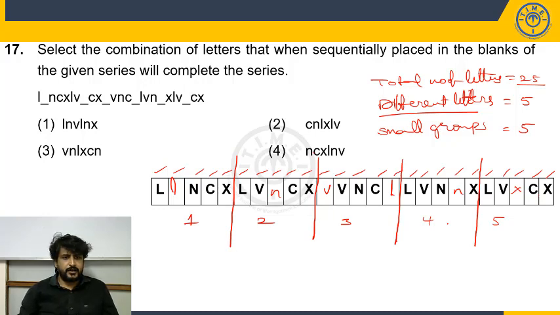So let's substitute the second option. What is the second option? C, N, L, X, L, V. LCNCX, LVNCX, LVNCX. Okay, here it is following the trend. LVNCX, LVNCX, but here it is not. LVNIX, LVVCX. It is not following the trend, so not the second option.